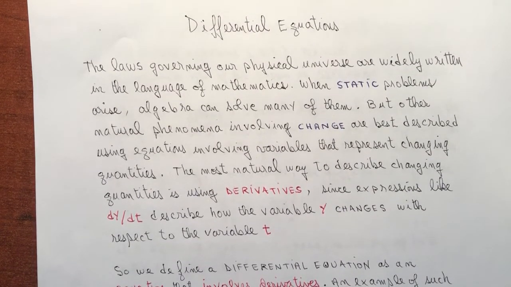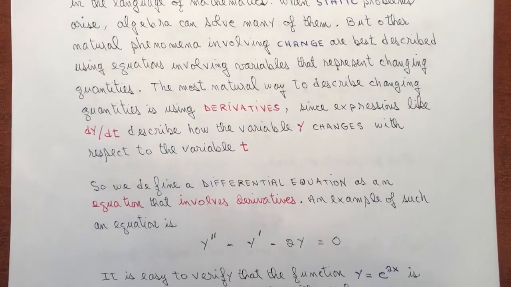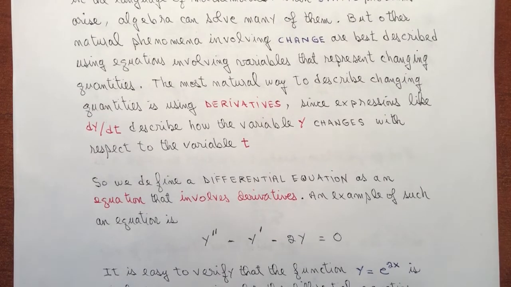When static problems arise, algebra can solve many of them, but other natural phenomena involving change are best described using equations that involve variables that in turn represent changing quantities. The most natural way to describe changing quantities is using derivatives, since expressions like dy/dt describe how the variable y changes with respect to time t. So we define a differential equation as an equation that involves derivatives.